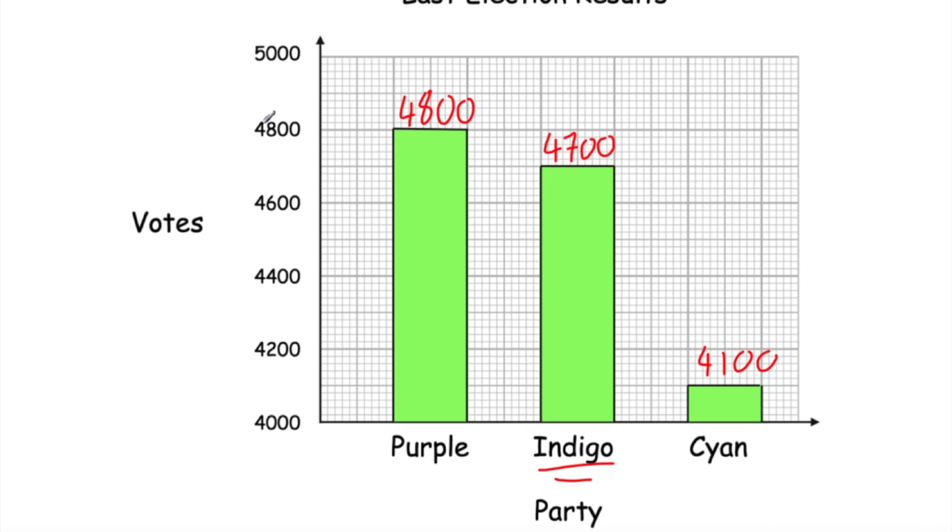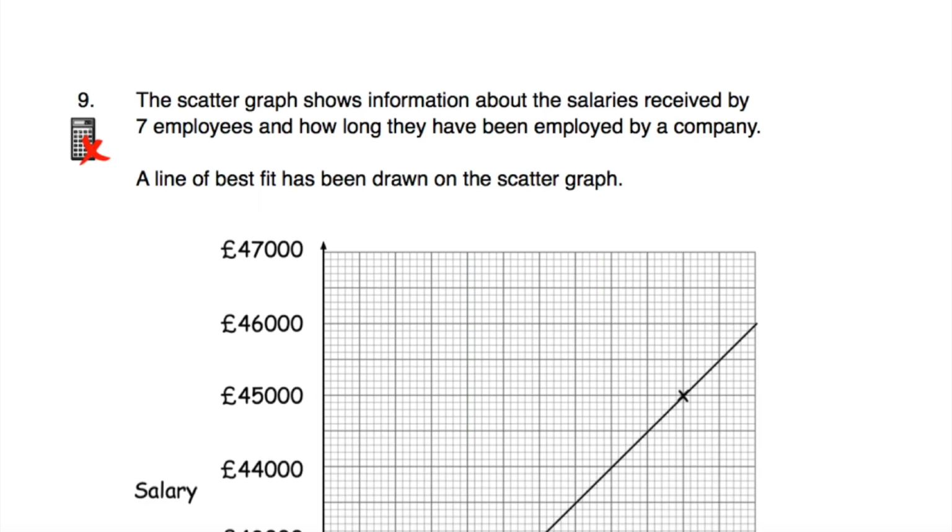To actually fix it, this bar chart should start at 0, and then you'd actually see that the bars are much closer together, and then actually you should vote for whoever you want to vote for. Okay, let's have a look at our last question, question number 9.